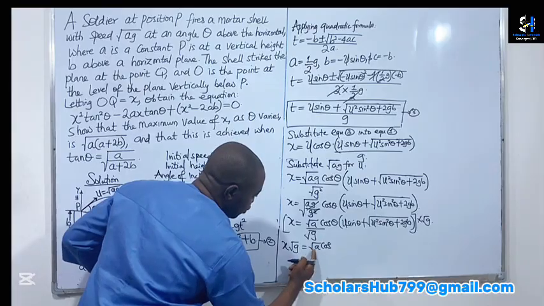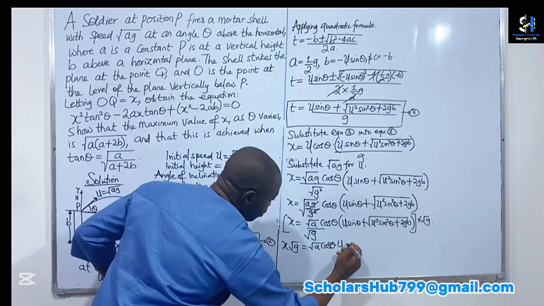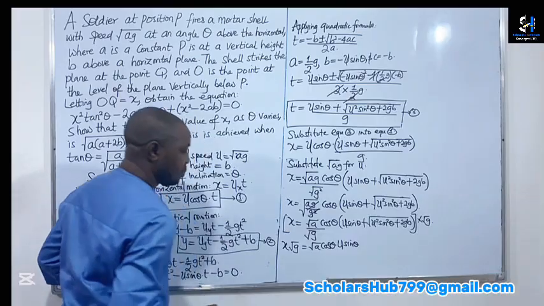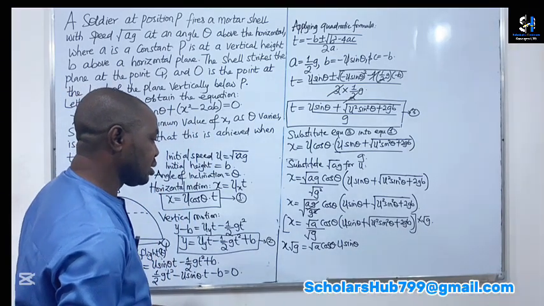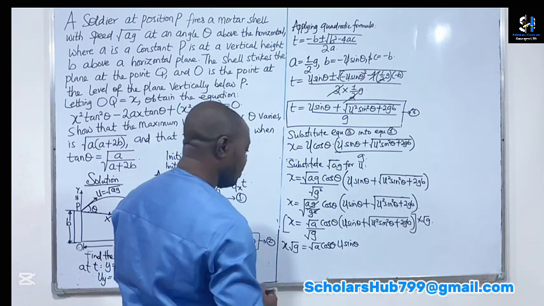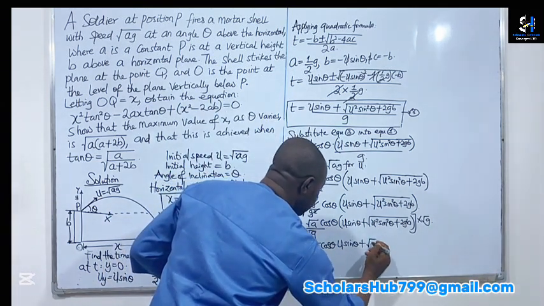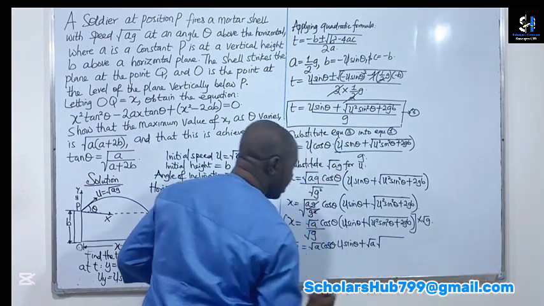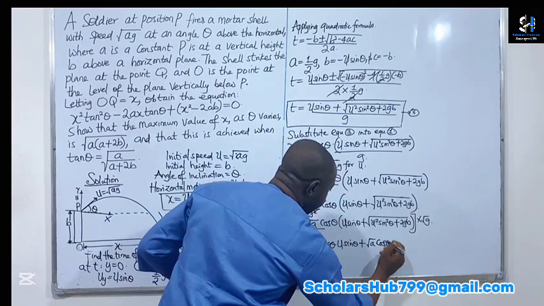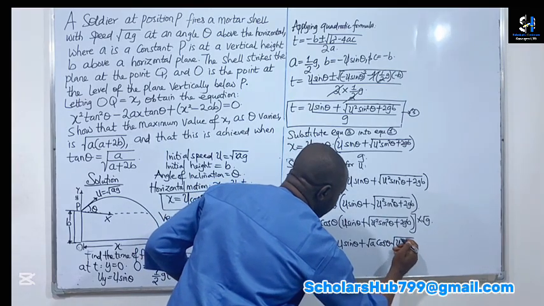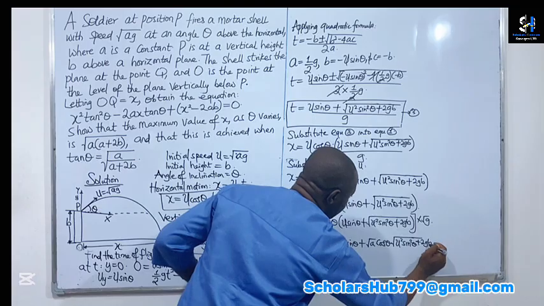root a cos theta, multiplying this, that will be u sine theta. Then we can now have plus root a multiplied by, that is root a cos theta, multiplied by the square root of u squared sine squared theta plus 2gb.